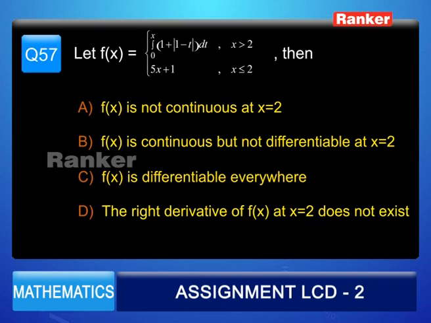Next question, let f of x be equal to integral 0 to x of 1 plus mod 1 minus t dt when x is greater than 2, and 5x plus 1 when x is less than or equal to 2. Then we need to see option A, f of x is not continuous at x equal to 2. Option B, f of x is continuous but not differentiable at x equal to 2. Option C, f of x is differentiable everywhere. Option D, the right hand derivative of f of x at x equal to 2 does not exist.